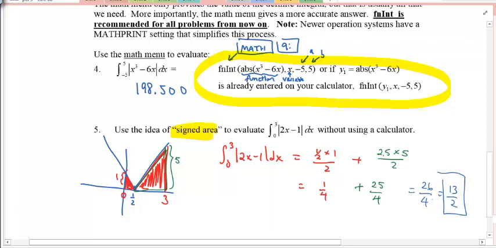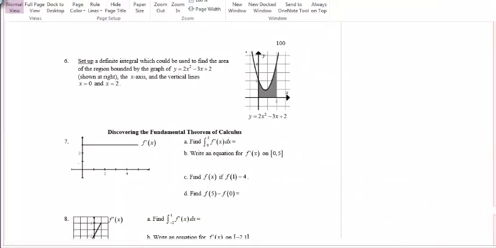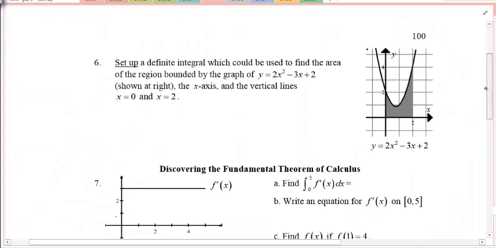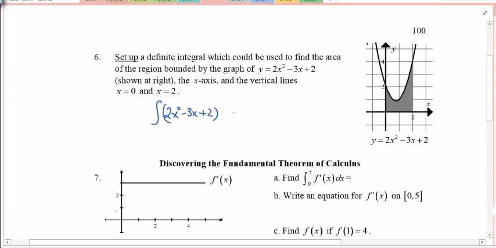Okay, let's turn the page. So if I gave you a picture like number 6 and I said, can you set up a definite integral? Can you actually write that integral notation for me? So notice it's the integral of the function 2x squared minus 3x plus 2 with a dx. But this time, to make it a definite integral, we need values of a and b. So where does it start and where does it end? How about at 0 and ending at 2? Ta-da.